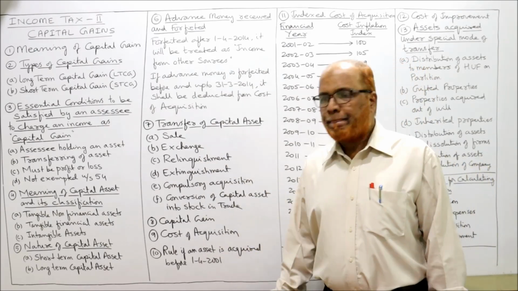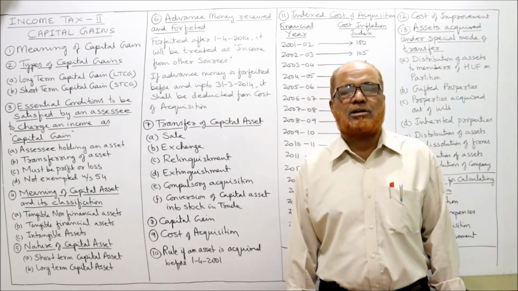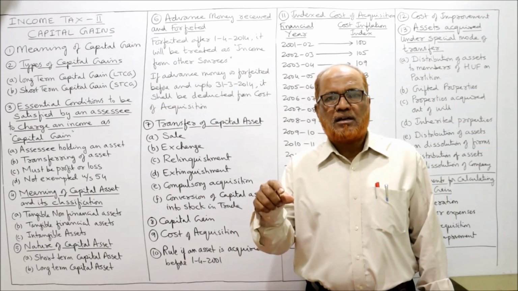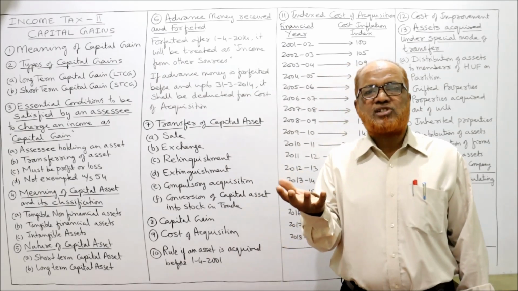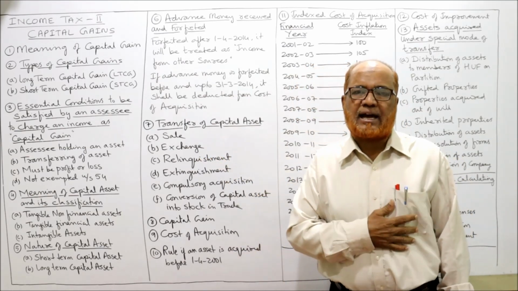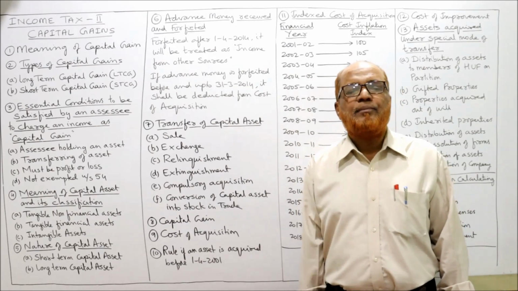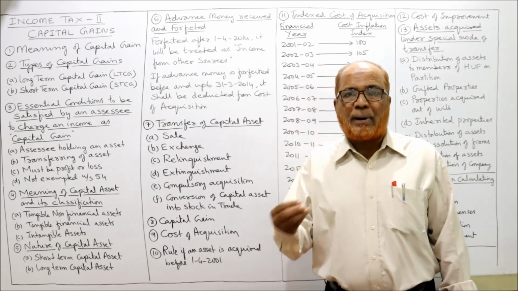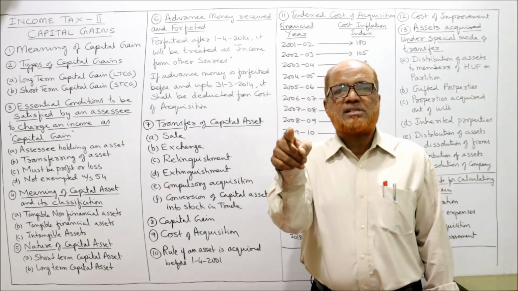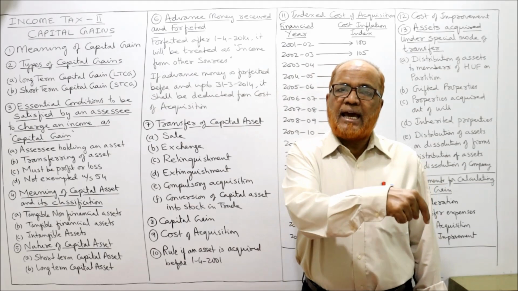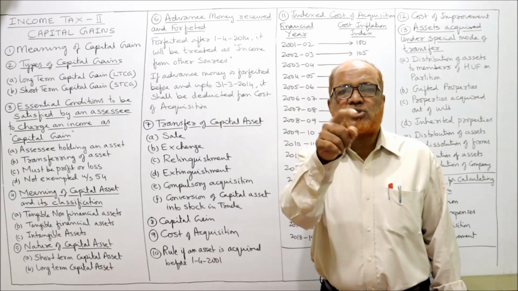Now, capital gain. Capital gain is the difference between the consideration received and the cost of acquisition. Capital gain will arise whenever the consideration is more than the cost of acquisition. Example, Mr. X has purchased gold for rupees 8 lakh, and after a period of time, he sold the gold for 12 lakh. So 12 lakh rupees is the consideration received, and 8 lakh rupees is the cost of acquisition. So 12 lakh minus 8 lakh, 4 lakh rupees, is called capital gain.